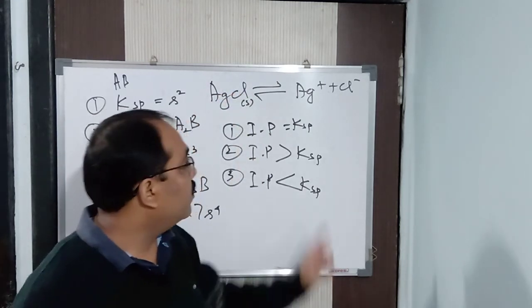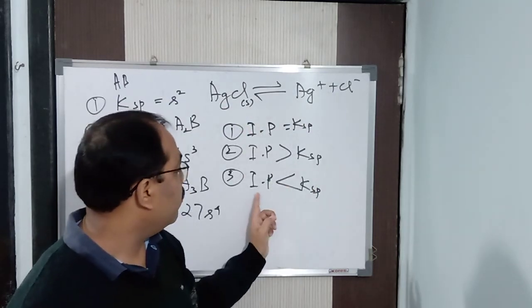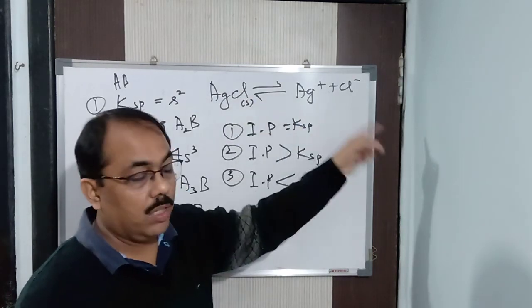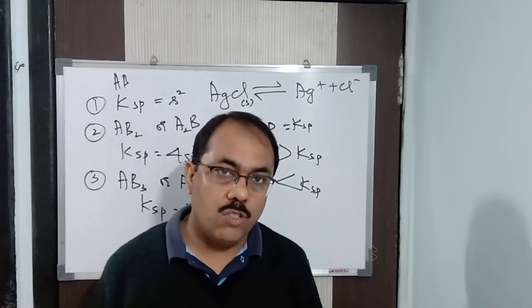If IP is less, the equilibrium will favor the forward direction, and hence more of the ions are formed. If IP is less, the equilibrium will go in the forward direction only, and no PPT is formed. The solution is said to be unsaturated, so to say.